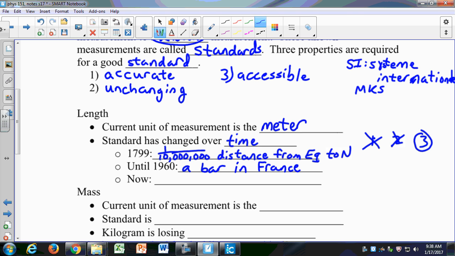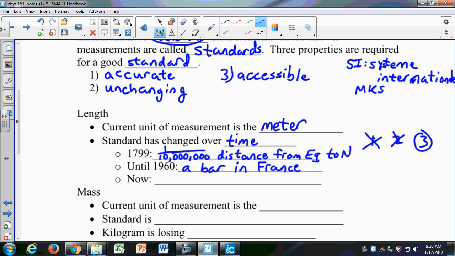All right, so the bar in France is missing which of these? Is it accurate? It's sort of accurate if you want to know a meter. Now, if you want to know tiny little measurements, like the width of an atom, maybe not so accurate. But if you want to know the length of a meter, then it's a pretty decent measurement. Is it unchanging? Yeah, sort of, kind of. Although we'll see with the kilogram a different problem.